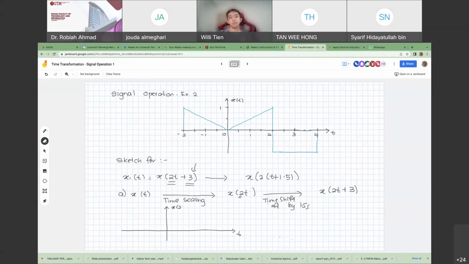Do x(2t) first. Whatever the 2 will go to, half of it, so -1. Amplitude remains 1.